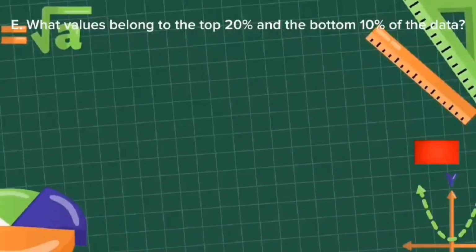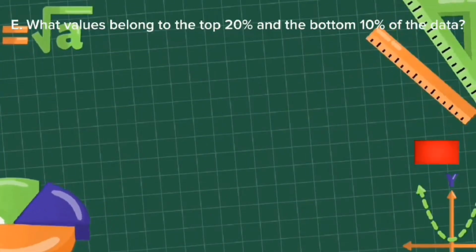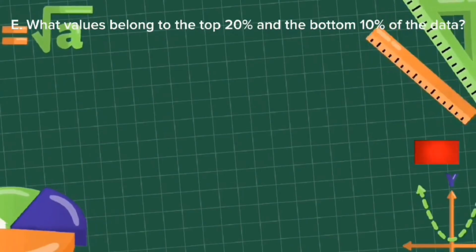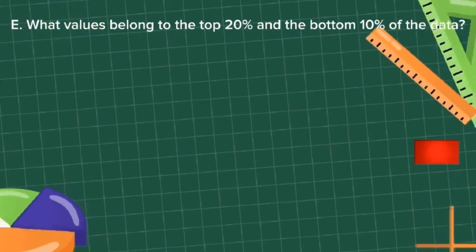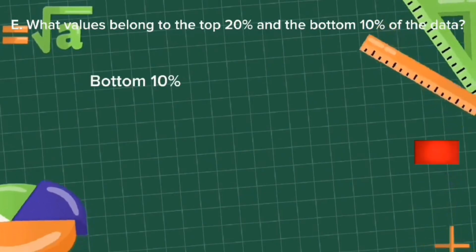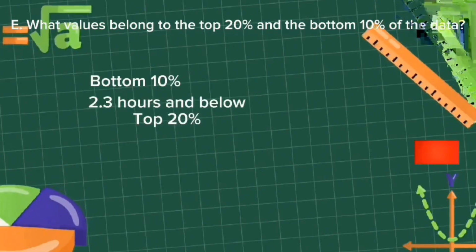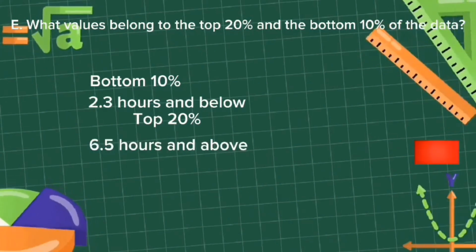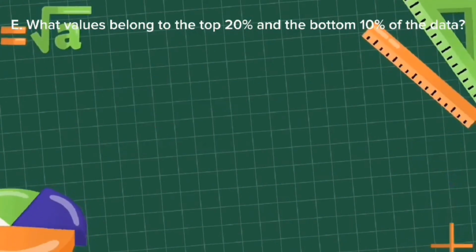Letter E. What values belong to the top 20% and the bottom 10% of the data? So the answer for letter E: the bottom 10% is approximately 2.3 hours and below. The top 20% is approximately 6.5 hours and above.